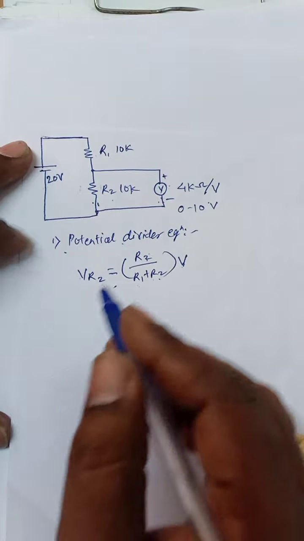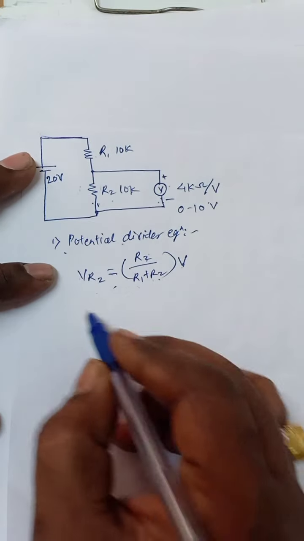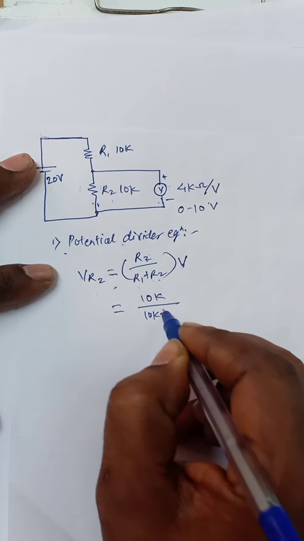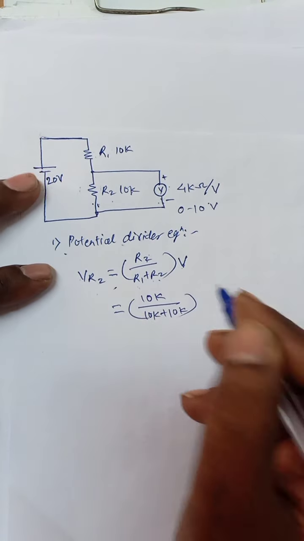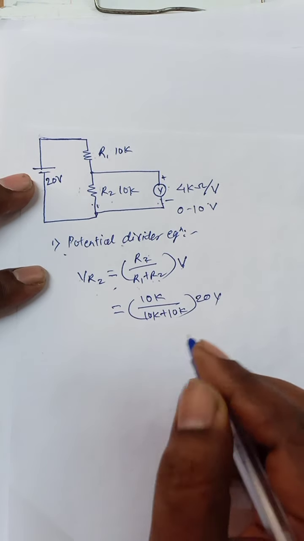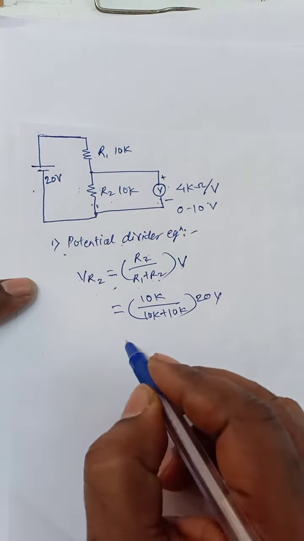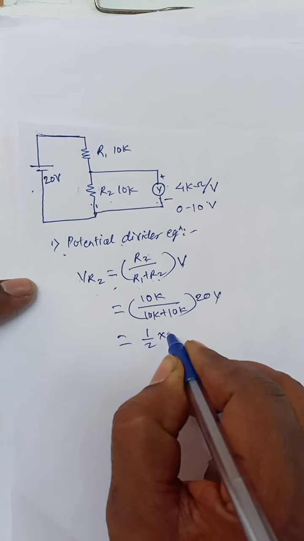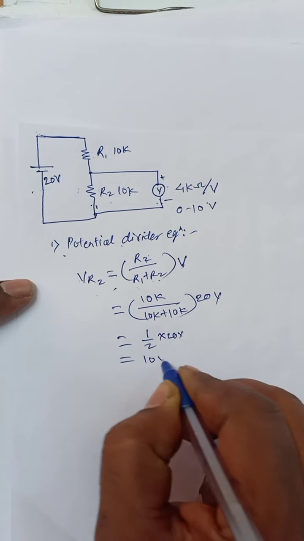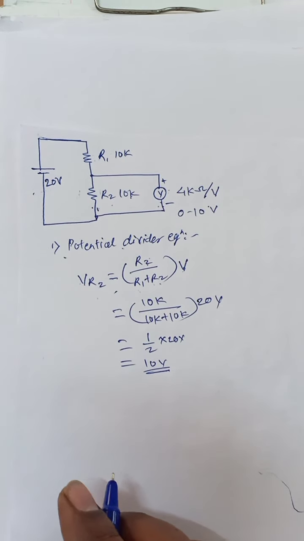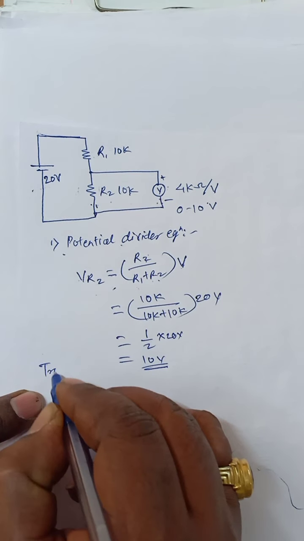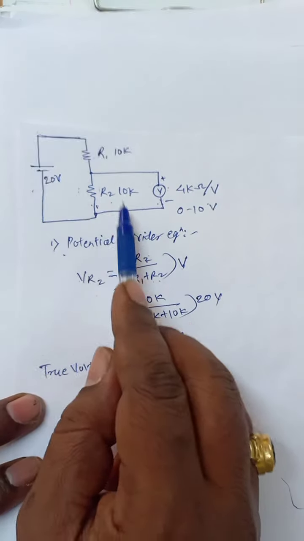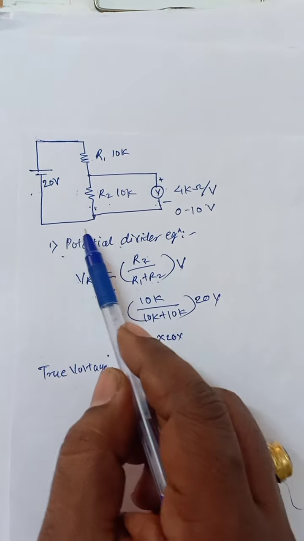By using this potential divider formula we can find the voltage across R2, which is equal to 10k divided by 10k plus 10k, into the applied voltage, that is 20 volt. So you will get 1/2 of 20 volt, that is equal to 10 volt. So this 10 volt is the true voltage across the resistance R2.